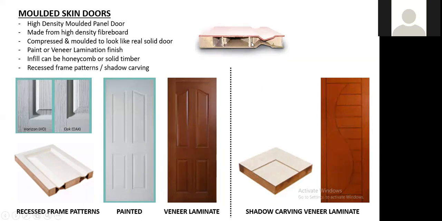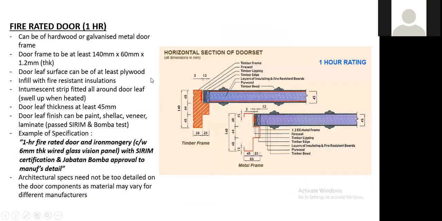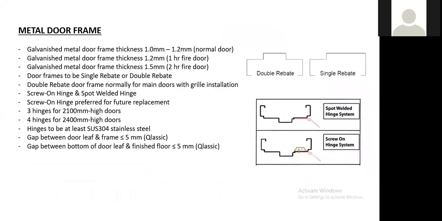There are two types. One is a recessed frame where they compress it into these frames. Another type is this shadow carving. This one is a little bit more modern in a way, or it can be more flexible because the lines are fine. So it's shadow carving or the recessed frame. Infill can be honeycomb or solid timber. As I mentioned, these are separate items. The infill and the skin are two different things when you specify. I think I'll come back to this afterwards because of the sequence.